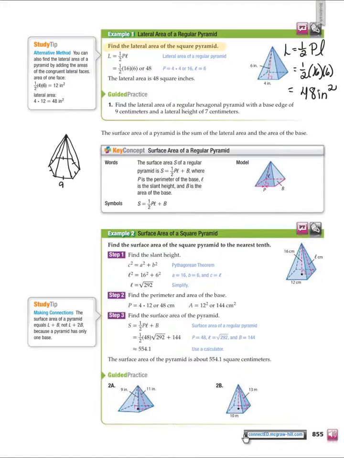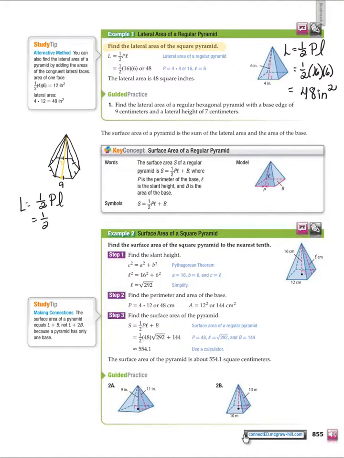And my lateral height, that is the slant height. That's what comes right from the vertex to the middle of a side. That is given to be 7. So my formula is 1/2 the perimeter of the base times the slant height is my lateral area.